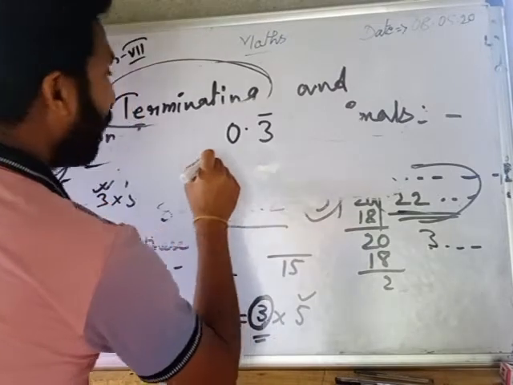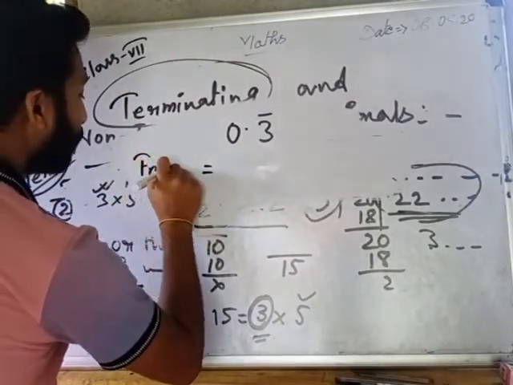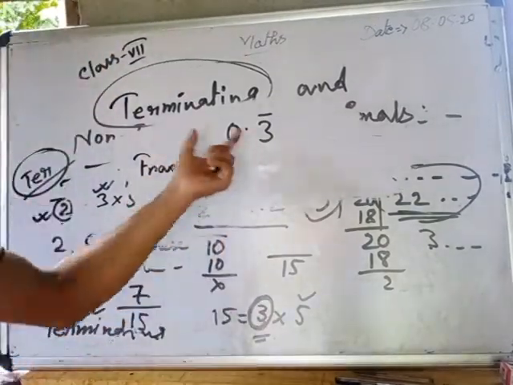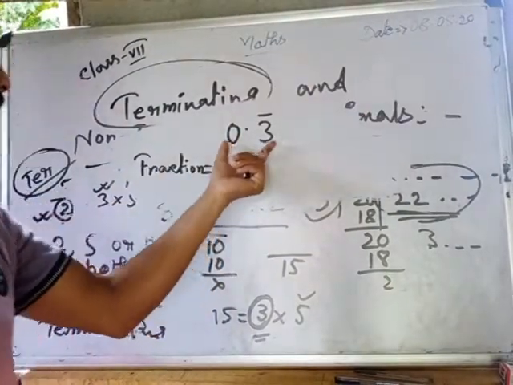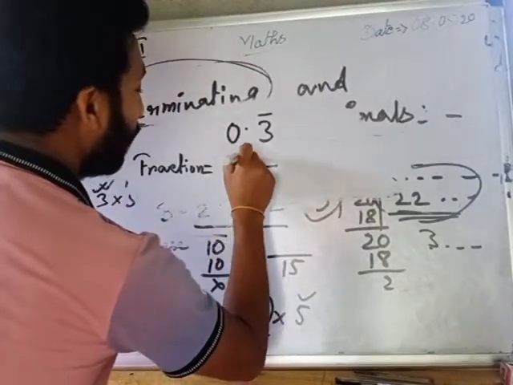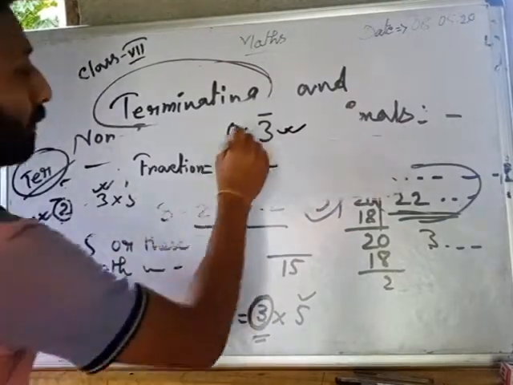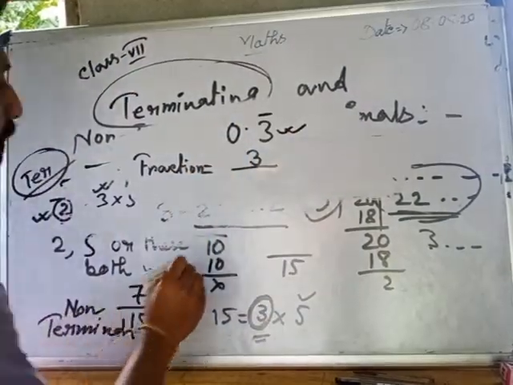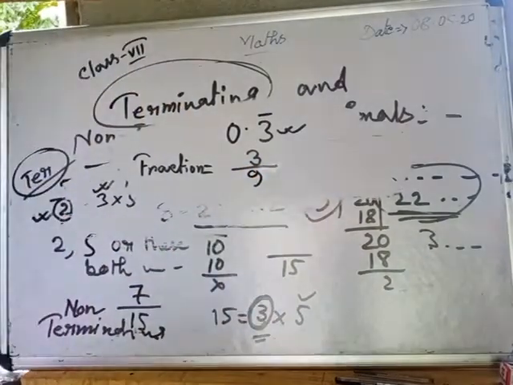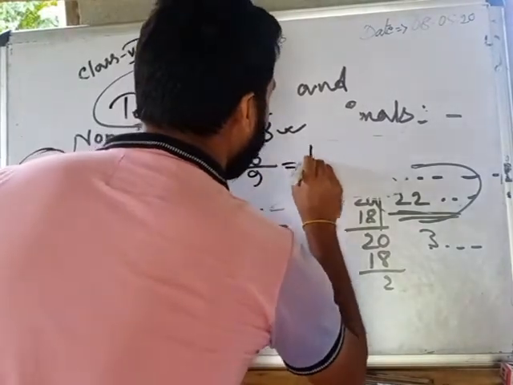Okay, if we convert a non-terminating decimal into a fraction, it is done like this. We should write 3 here, this 3. If there is a non-terminating sign, we should write 9 here. That is also 1 by 3.